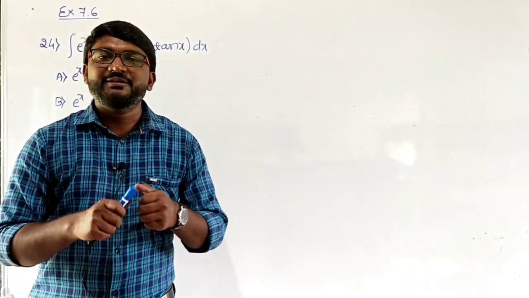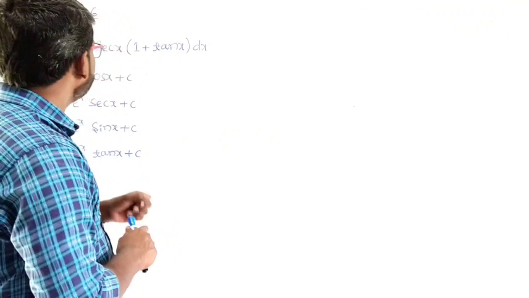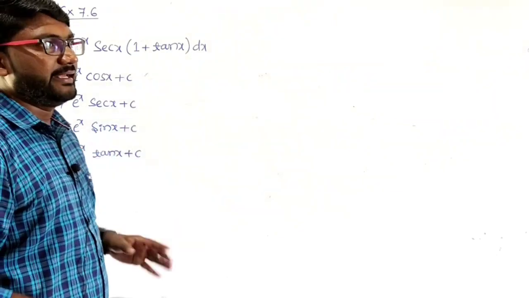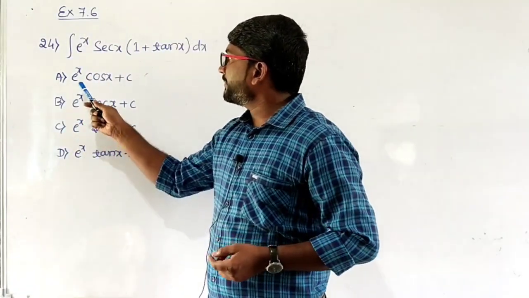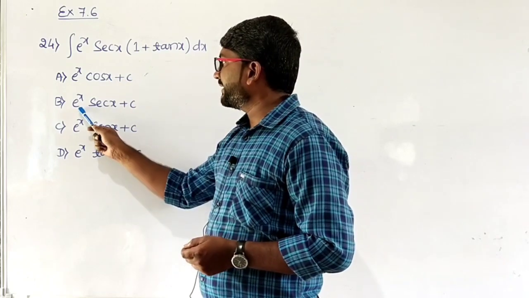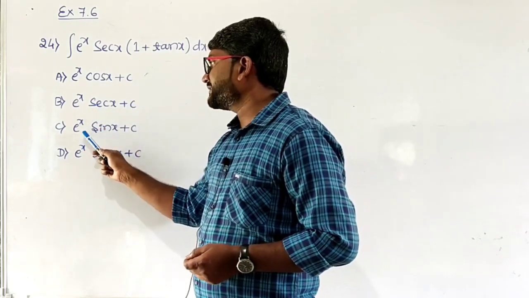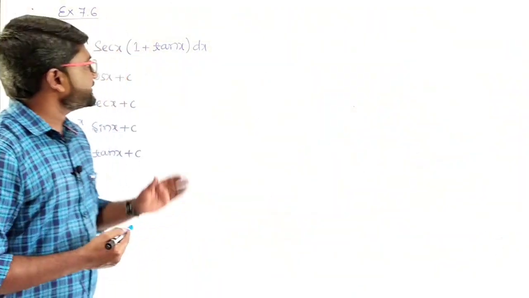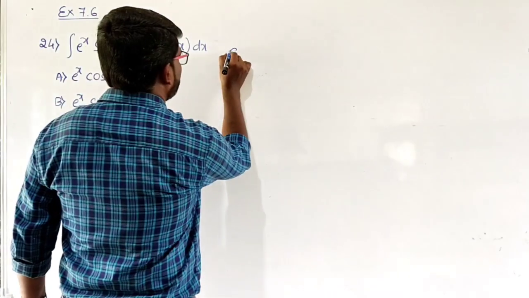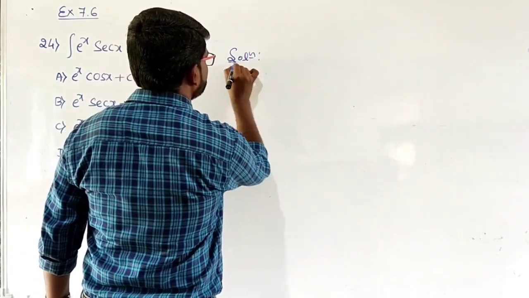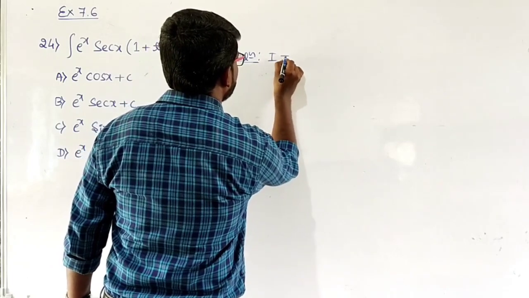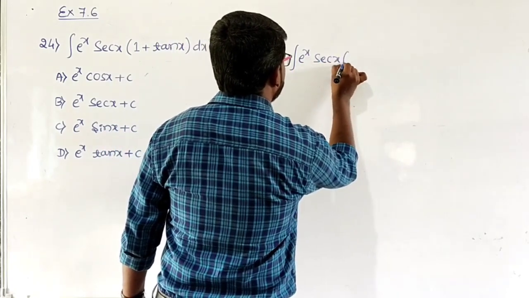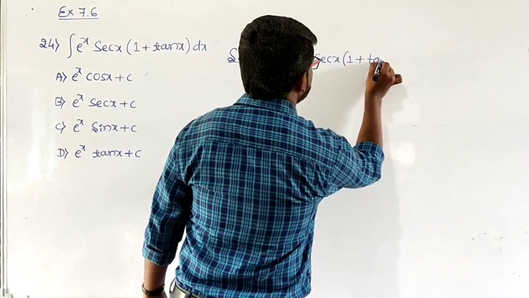Well, the last question of the exercise 7.6 is integral e raised to x into secant x into the bracket 1 plus tan x dx, and the four options are e power x into cos x plus c, then e power x into secant x plus c, then e power x into sin x plus c, and then e power x into tan x plus c. So now let us consider this as I. So I equals integral e power x into secant x into the bracket 1 plus tan x dx.